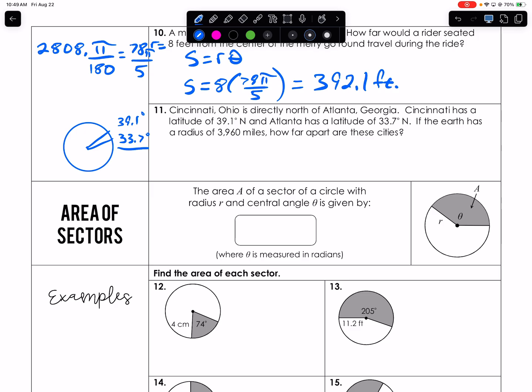Cincinnati, Ohio is directly north of Atlanta, Georgia. Cincinnati has a latitude of 39.1 degrees north, and Atlanta has a latitude of 33.7 degrees north. If the Earth has a radius, so it tells you straight up what that is, R is 3960. How far apart are these cities? So what are my units going to be? Miles. Good.